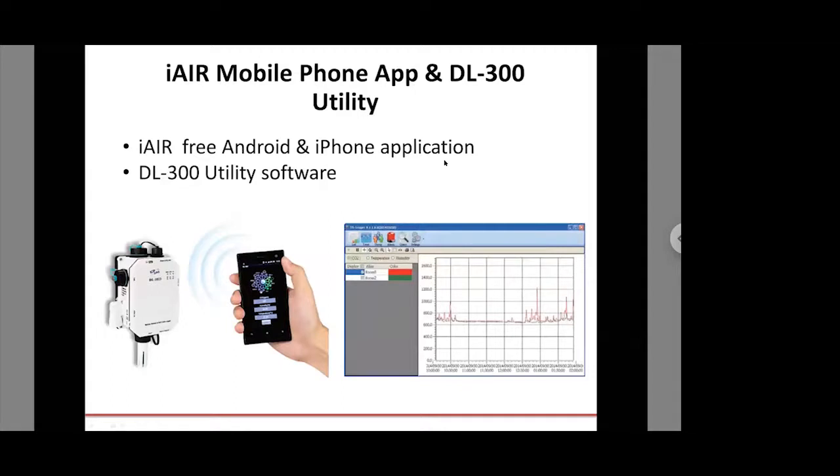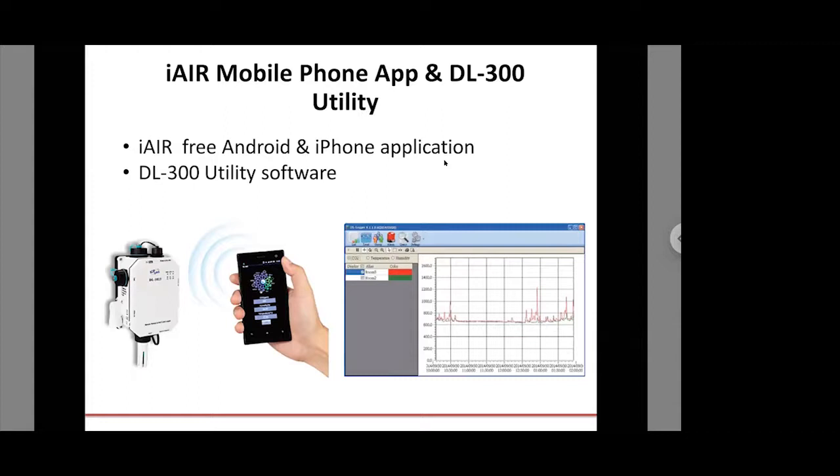So I've spoken about the software utility and the iAir app a little bit, so I just want to touch on those again. Real-time data from your DL100, DL300, and DL1000 series data loggers can be accessed from anywhere on the network using the DL300 utility. It just runs on Windows PCs. And of course, you can use our Android or iOS mobile phone app, or with the DL1000 or with the Ethernet modules, you can just use a regular web browser.